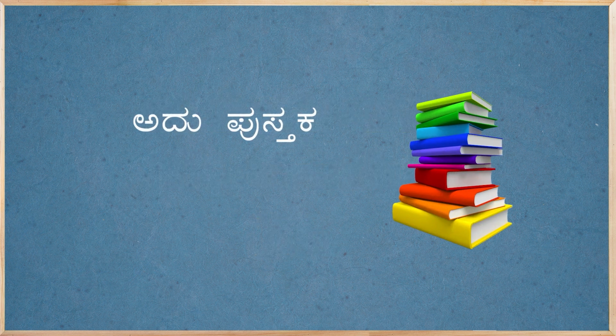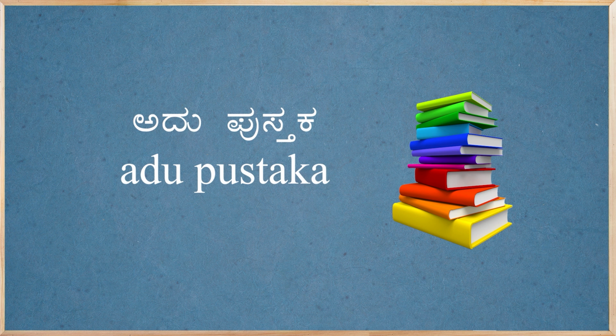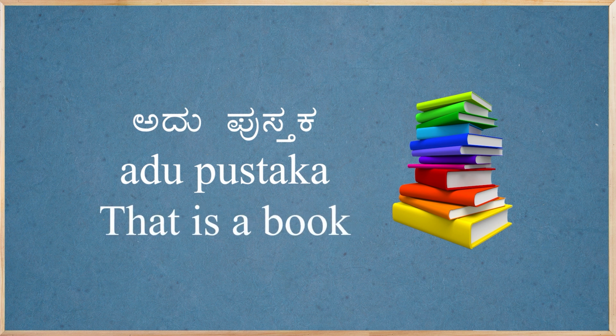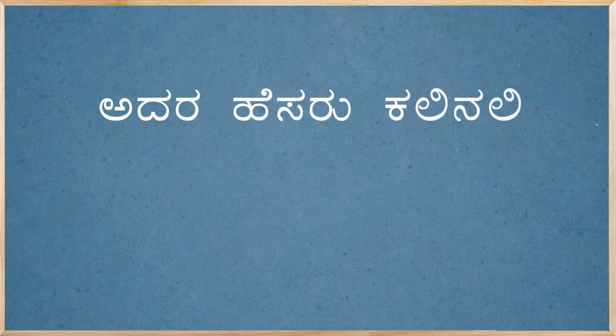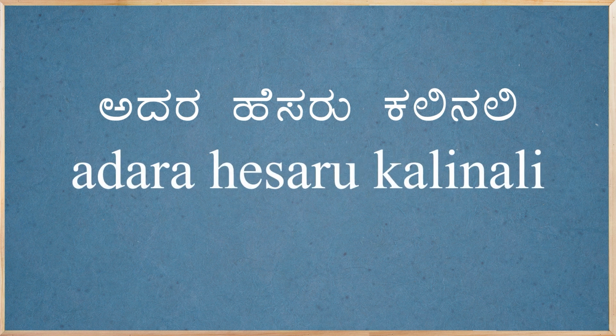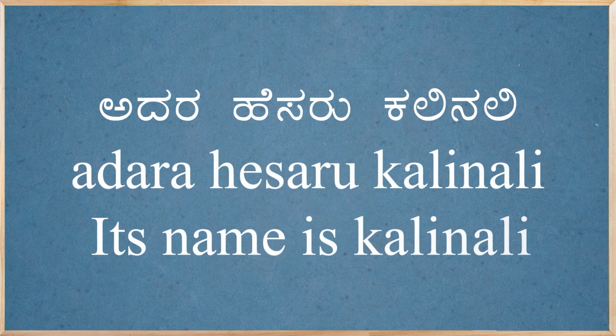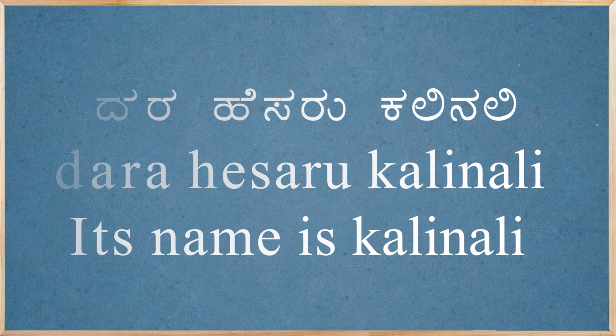For example, adu pustaka, that is a book, will become adara hesaru kalinali. Its name is kalinali. Here, adara refers to possession, meaning the name belonging to the book.